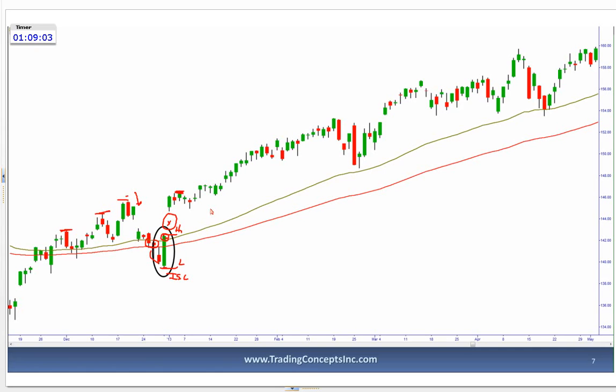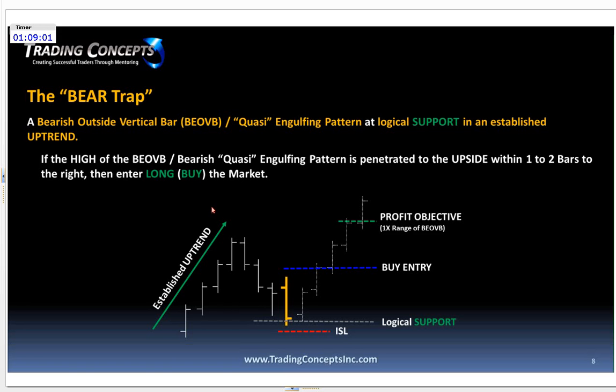Okay, so let's just flip this example. I'm going to show you the bear trap. It's the same pattern, an outside pattern, but the reason I'm going to include it with the bullish outside is because it's happening at the same place on a chart. The trend is up, the established trend is up, and the market pulls back into a logical support level. So instead of getting a bullish engulfing pattern, you actually get a bearish engulfing pattern, as you'll see here. The market closes in the bottom quarter.